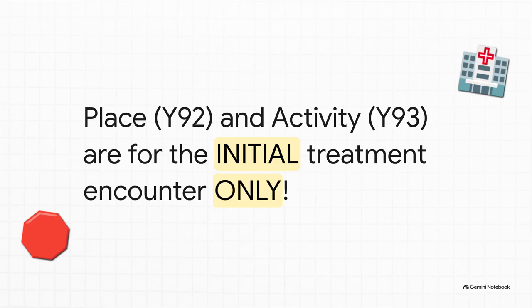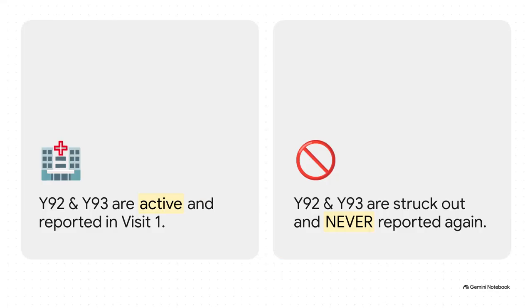The payer really only needs to know that the patient fell at the home driveway while shoveling snow on that very first claim to establish liability. After that, they don't need to hear it again. Let's visualize this timeline to make it super clear. During Visit 1, the initial ER visit, you get the green light. The Y92 place code and Y93 activity code are totally active and reported.